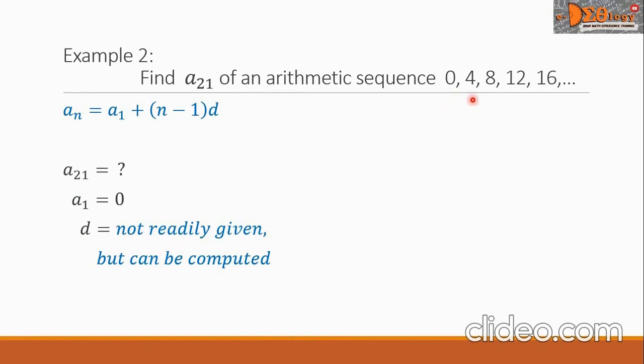So we have 4 minus 0, that is 4, and that is a common difference. Or we may get the difference of 8 and 4, which is 4 also. 12 minus 8 is also 4. 16 minus 12 is also 4. So we are sure that this is an arithmetic sequence with a common difference of 4.